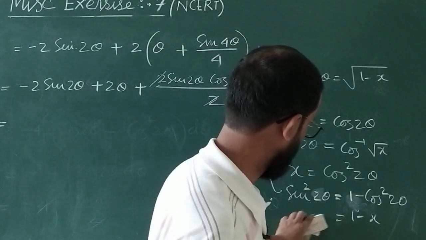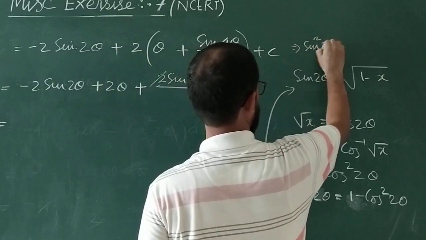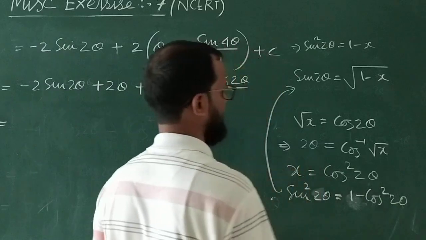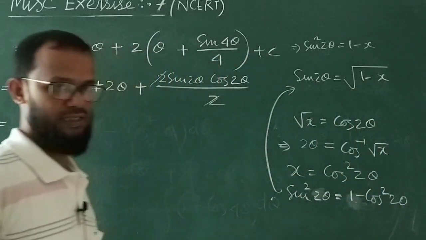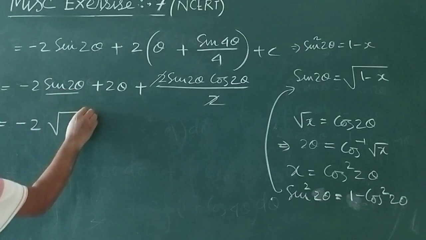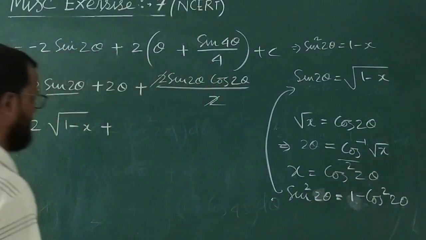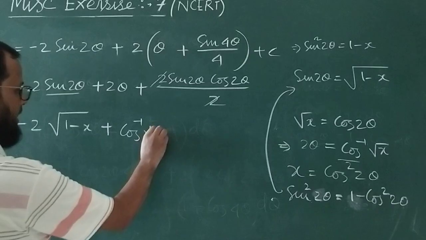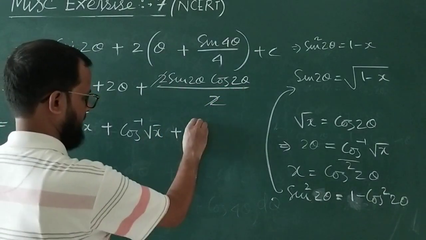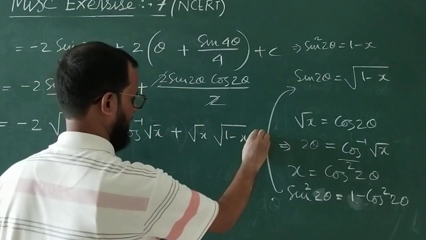This one line you have to write, that is sin square 2 theta equals 1 minus x, after putting cos square 2 theta equals x, and sin 2 theta equals root over 1 minus x. Okay, so this 2 into sin 2 theta equals root over 1 minus x. 2 theta equals cos inverse root x. And this 2 cancels. Cos 2 theta equals root x. Okay, and sin 2 theta equals root over 1 minus x, plus c.